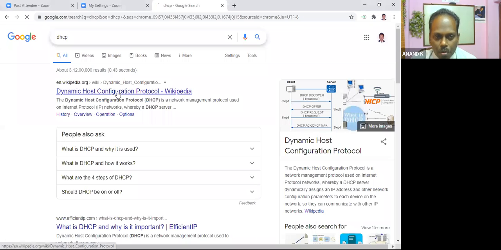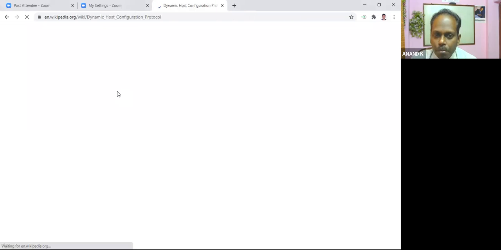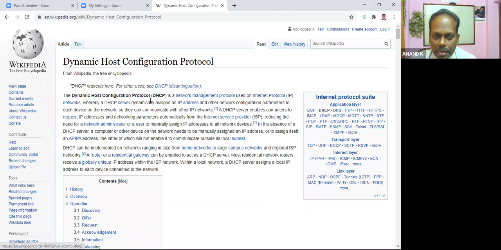So here, if you go through this particular one, it has a pool of IP addresses. It dynamically assigns an IP address and other network configuration parameters to each device on the network, so that they can communicate with other IPs. Is this clear? So this protocol needs to be enabled in your router. Anyway, that is a bit later, but understand here that you need a DHCP which handles all the ARP requests.